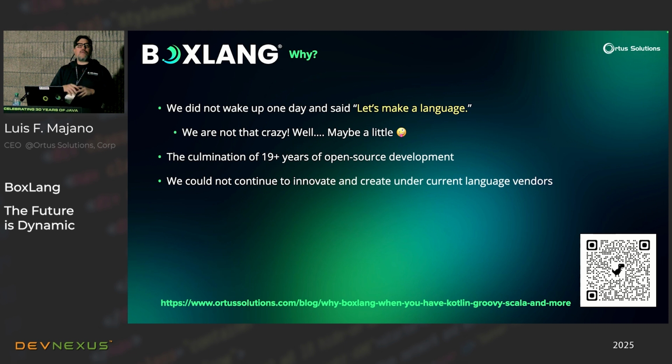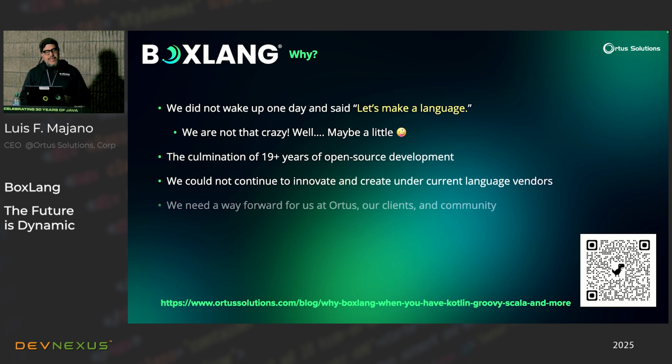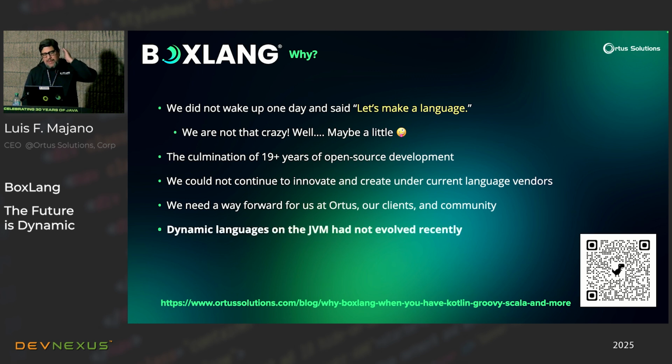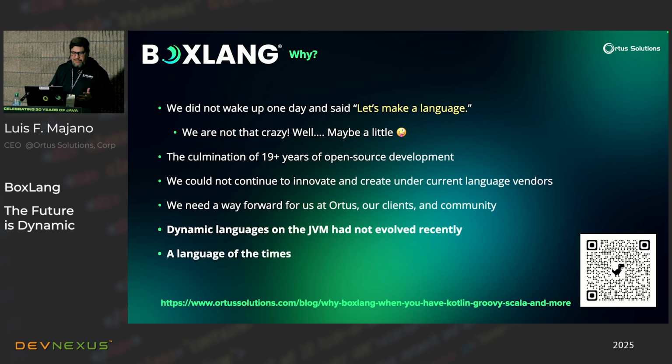We really felt we couldn't continue to innovate in the current language set. We needed a way forward for us as developers at Ortus and for our clients and community. And there really has not been a lot of movement in the dynamic languages space in the JVM. The last, I would say, major release of a language was about 12 years ago. So we really wanted to focus on a language of the times. And I go really in depth into why and all the decisions that we made internally, and you can read it there as well.